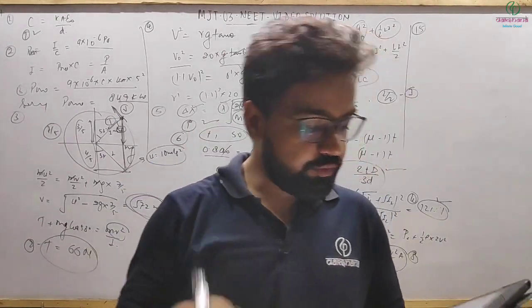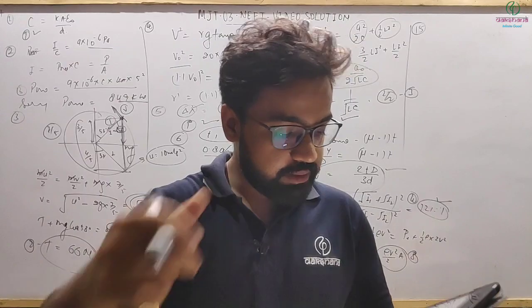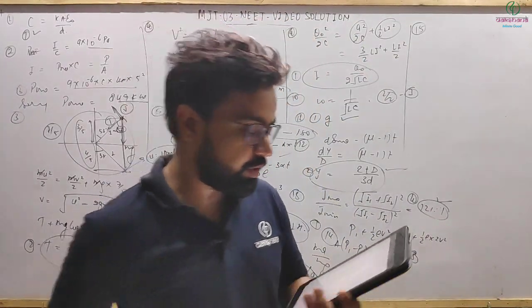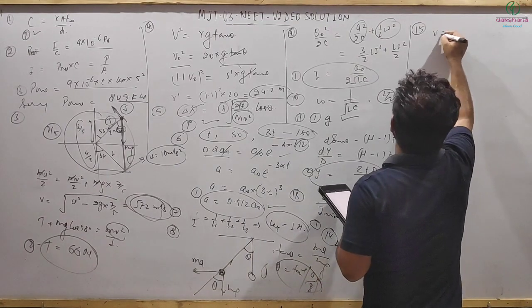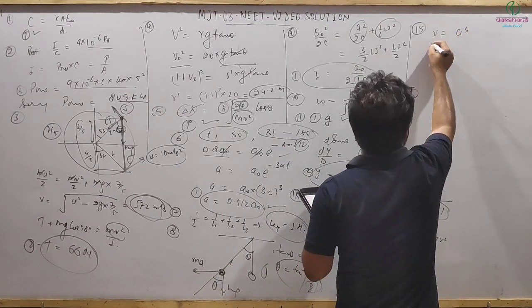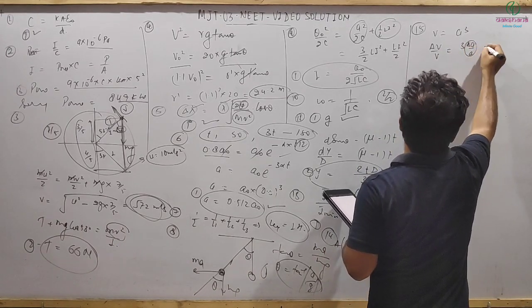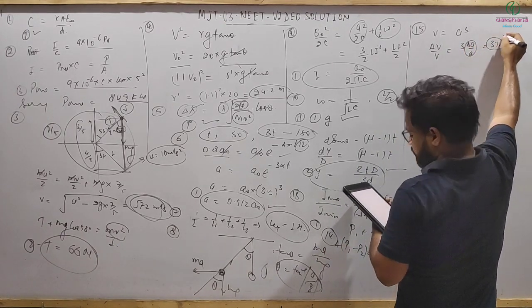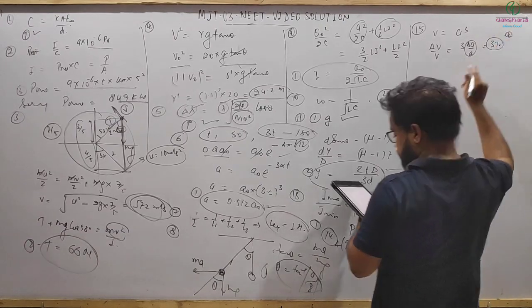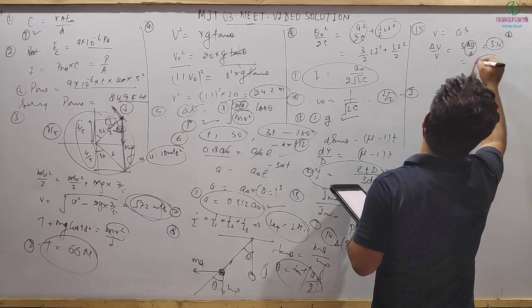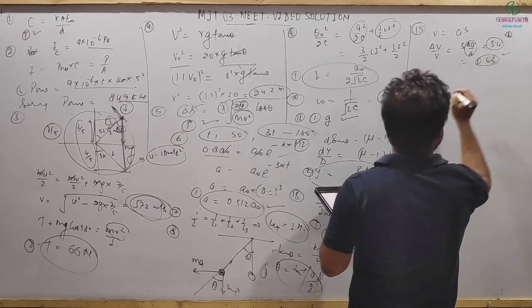So here a uniform cube is subjected to volume compression. If each side is decreased by 1%, then find the volume strain. So V is equal to a cube, taking log, delta V by V is equal to 3 times delta a by a, and this is 1%, so this is equal to 3%, matching with option number 4. So volume strain is 0.03. In percentage it will be 3%.